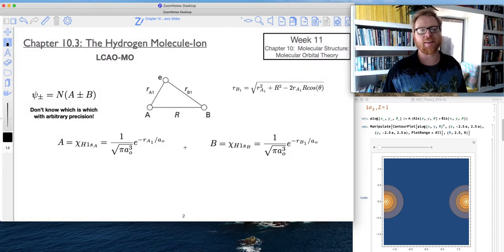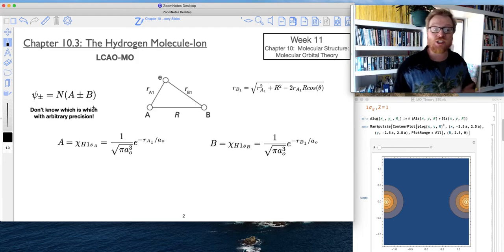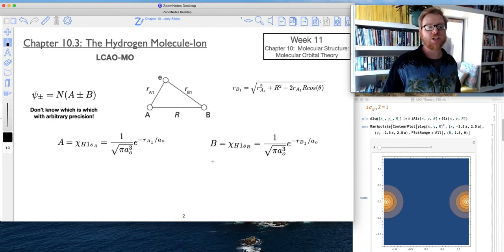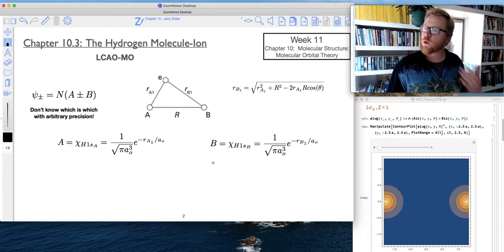So, and it goes like this. We're going to come up with a wave function that we're going to call psi plus minus. And we're going to call it plus or minus because we don't know which is which with arbitrary precision. And Pauling says we have to change the sign of the wave function if we change its label. So we include a plus minus there because we have to look at both solutions.